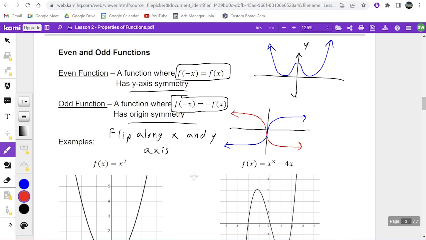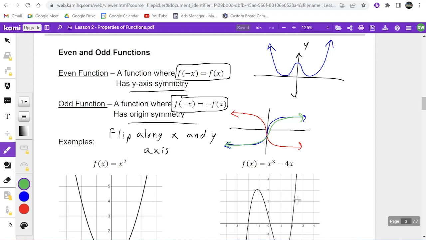Almost looks like a DNA strand. And then if I flip that along the x-axis and flip everything up and down, then I'm going to get the green, which you'll notice is exactly on top of the blue. And that's why it's origin symmetry. You get back to the original if you flip along the x and the y-axis.